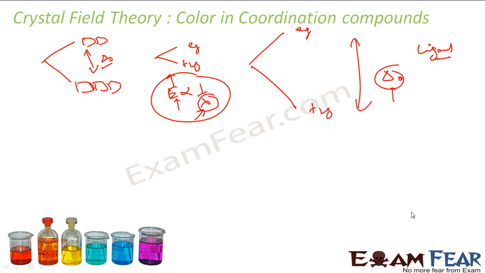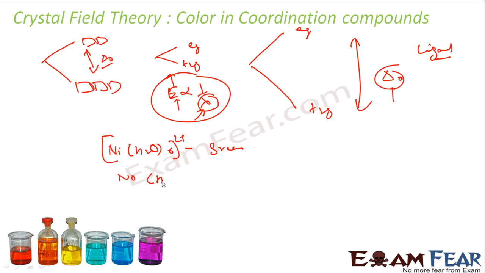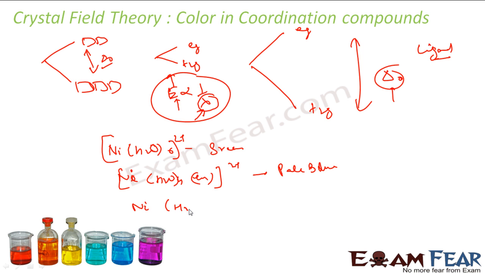For example, nickel with water. This is green, with 2+ charge here. And the same nickel with 4 molecules of water and one ethane diamine, the same +2 charge. This is pale blue. With the same nickel, same charge, but this time only 2 water molecules and 2 ethane diamine molecules, this will again be a different color, purple.